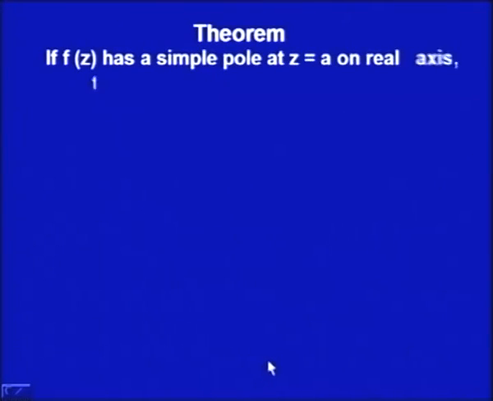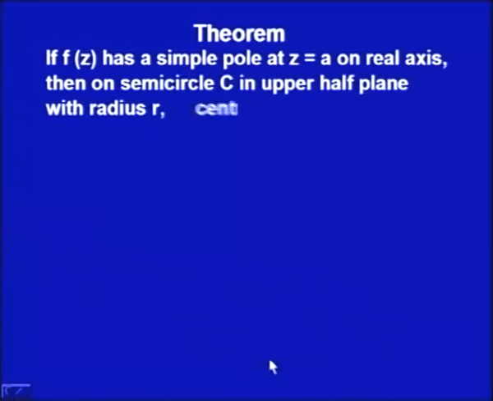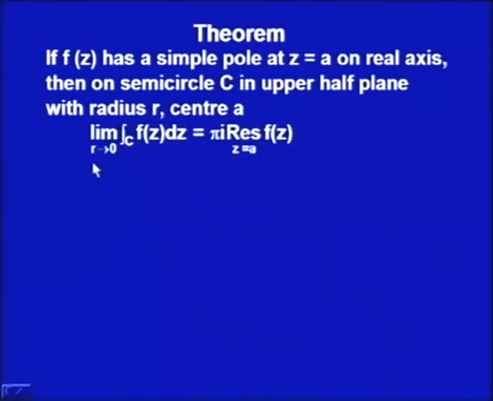The theorem says if f(z) has a simple pole at z = a on the real axis, then on the semicircle C in the upper half plane with radius r and center a, the limit as r approaches 0 of the integral over C of f(z) dz is πi times the residue of f(z) at z = a. C is the semicircle in the upper half plane.